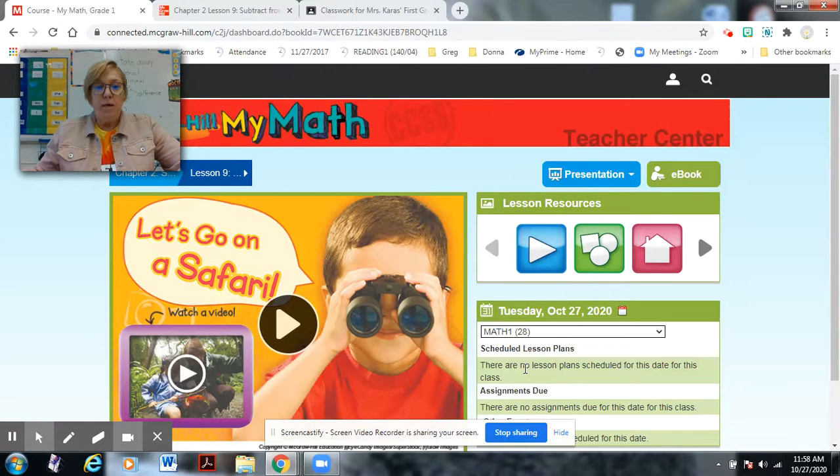Before we begin, please make sure that you have your math textbook, connecting cubes, pencil, and an eraser. Okay? So let's get started.